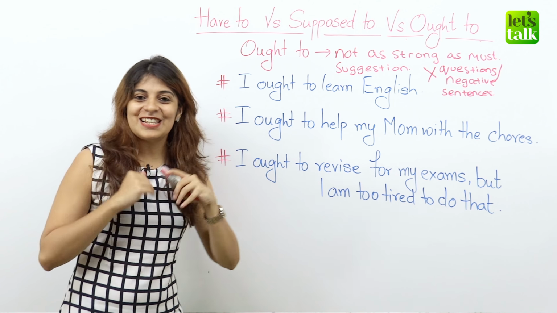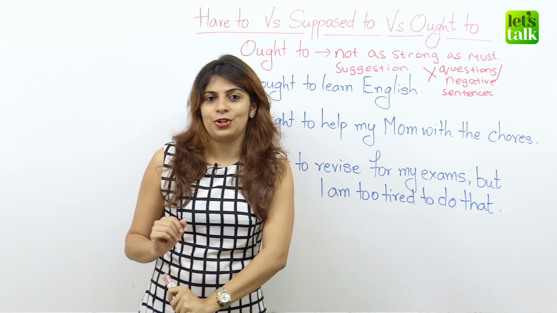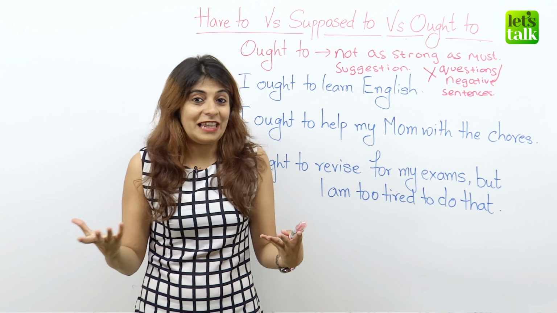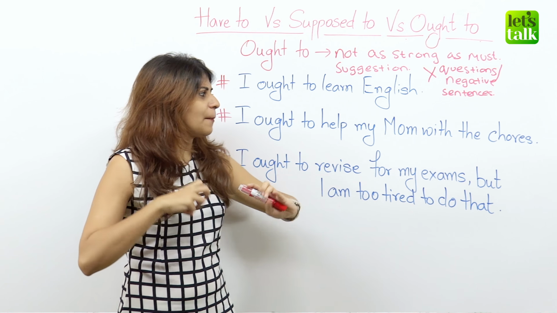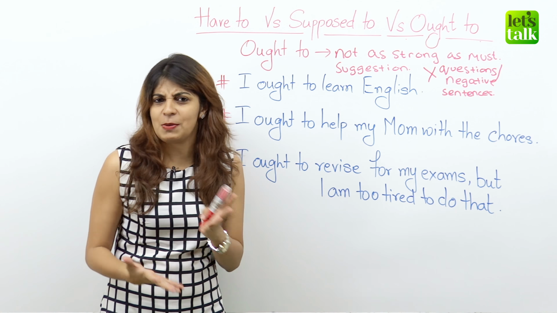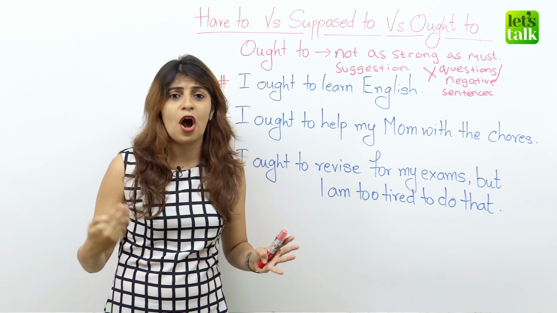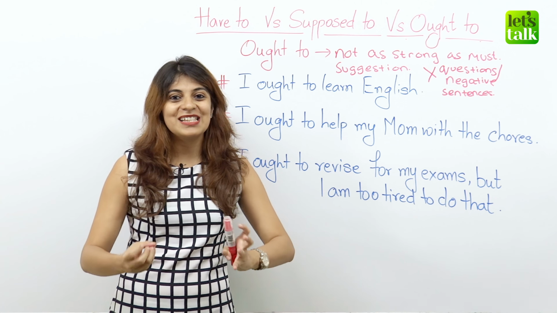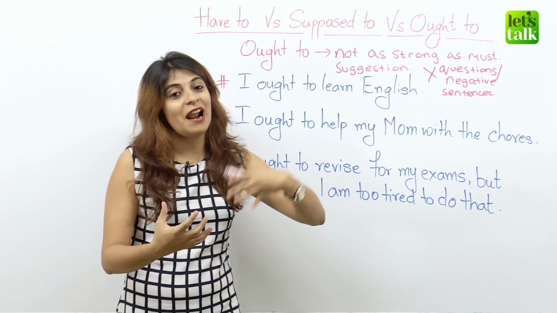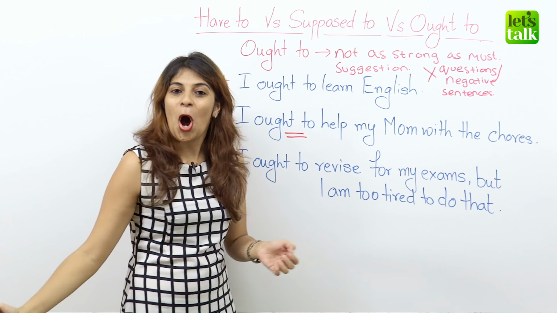Okay, let's look at another example, which is I ought to help my mom with the chores. Now if I help my mom with the chores, she'll be really happy, but there won't be major consequences if I don't help her, right? She's not going to be very mad at me, or throw me out of the house because I did not help her with the chores. So I am doing this willingly, and it's my choice whether I want to help her or not. And that's why I am using the word ought to.